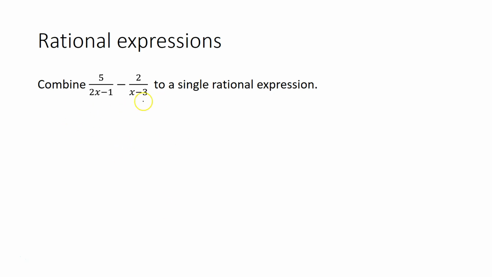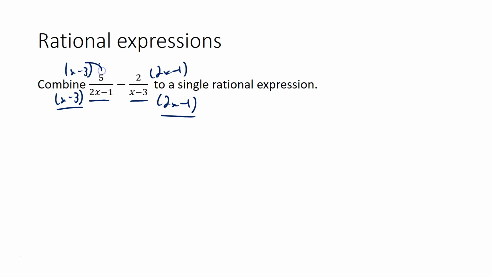So first thing we're going to do, just to warm up, is combine these two rational expressions into a single rational expression. So remember, the way to do that is that we need a common denominator. So I'm going to multiply this one over here by x minus 3 on the top and bottom. This one gets a 2x minus 1. Right? Because now I have a common denominator, x minus 3 times 2x minus 1.